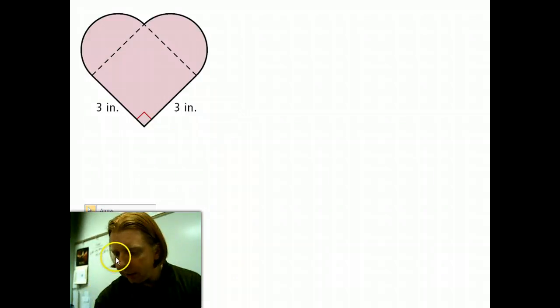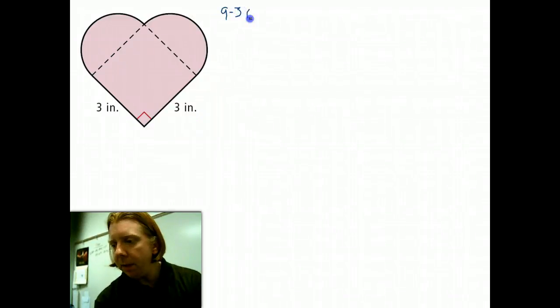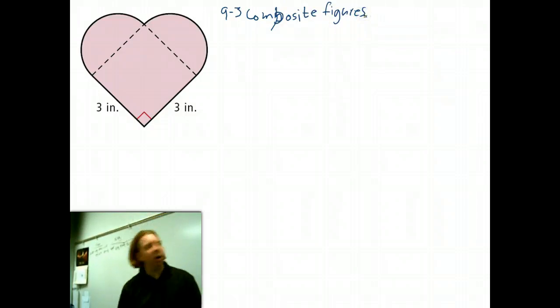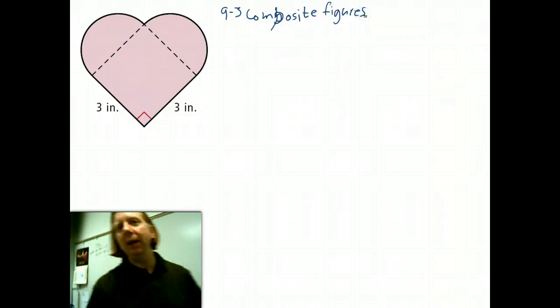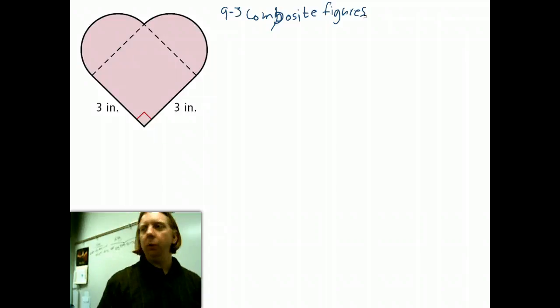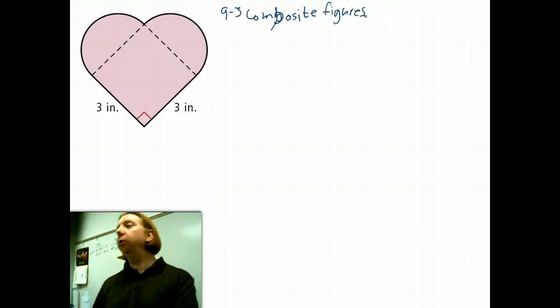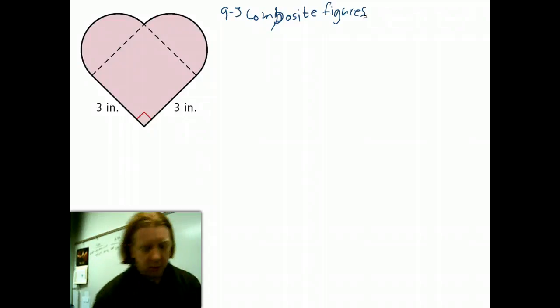So when I look at this, this is 9-3 composite figures. If you have to give it a label, composite. Yeah, we're going to find the area of that heart. So what am I really looking at, though? A square and 2 half circles, or 1 circle.